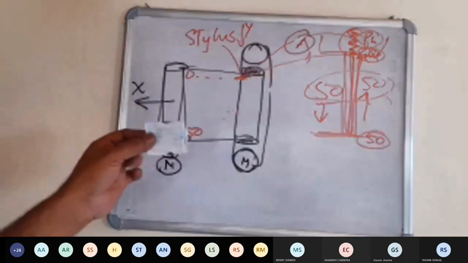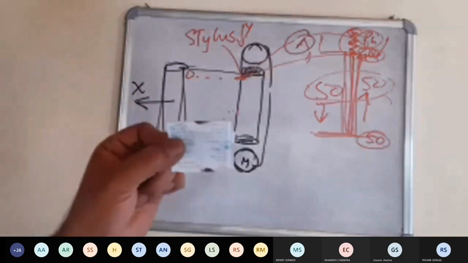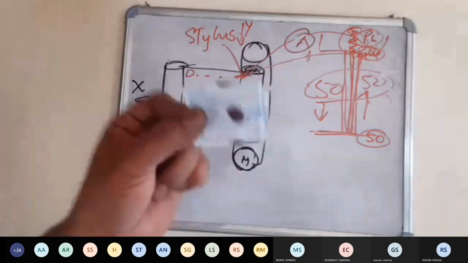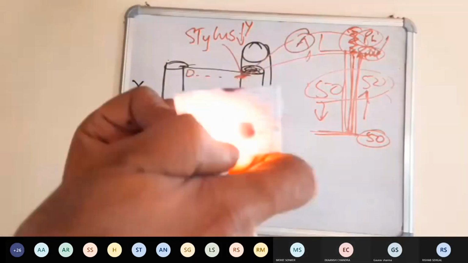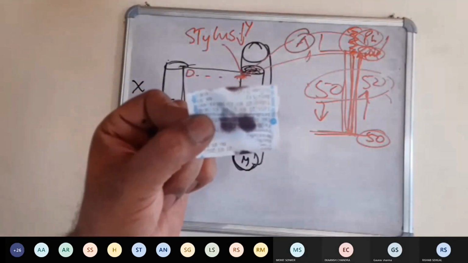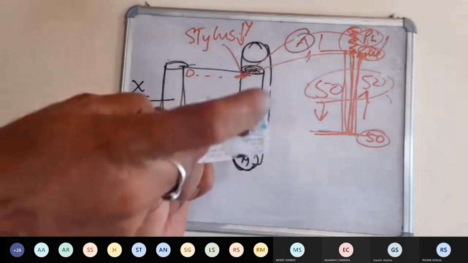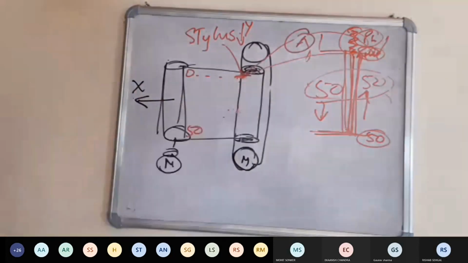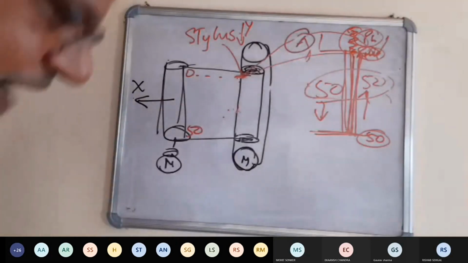It is like the ATM paper, which is also a thermal paper. It is heated and it becomes black. So the stylus is touching here. When it becomes hot, it makes a black mark on the paper, and the recording takes place.